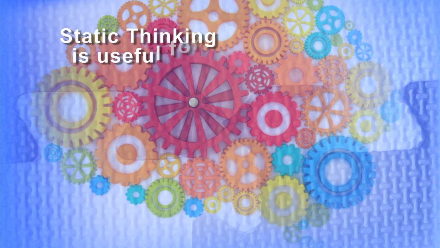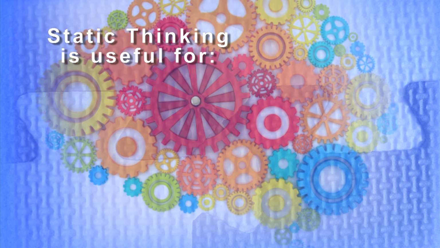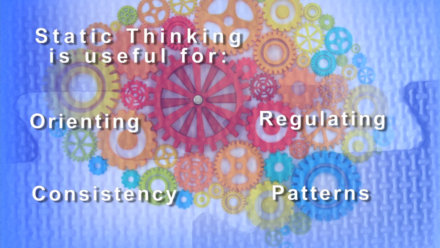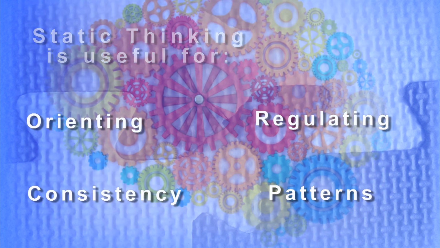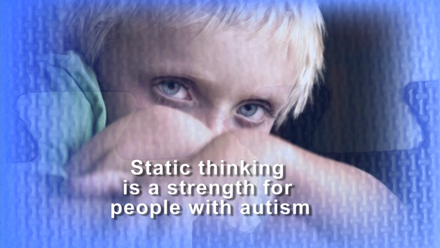Static thinking is important and useful in many aspects of daily living. It provides us with grounding and predictability. It gives us a way to orient and regulate by giving us consistency and patterns to count on. People with autism often have strengths in the areas of static processing.